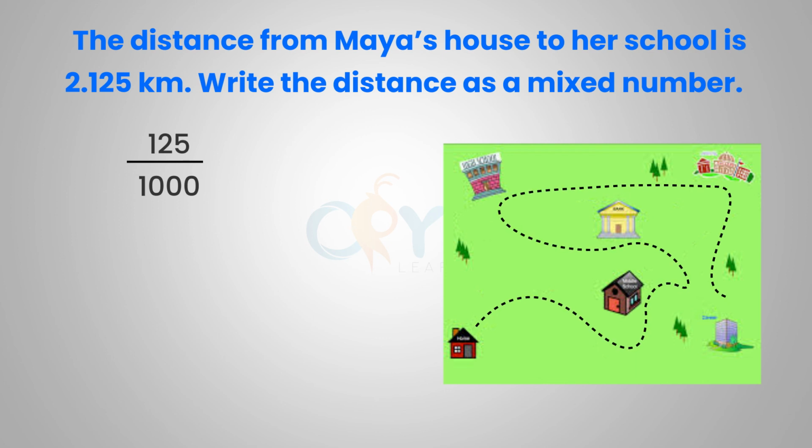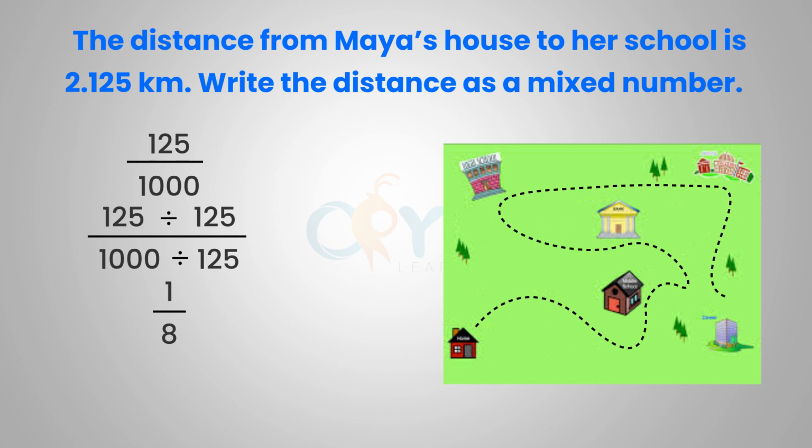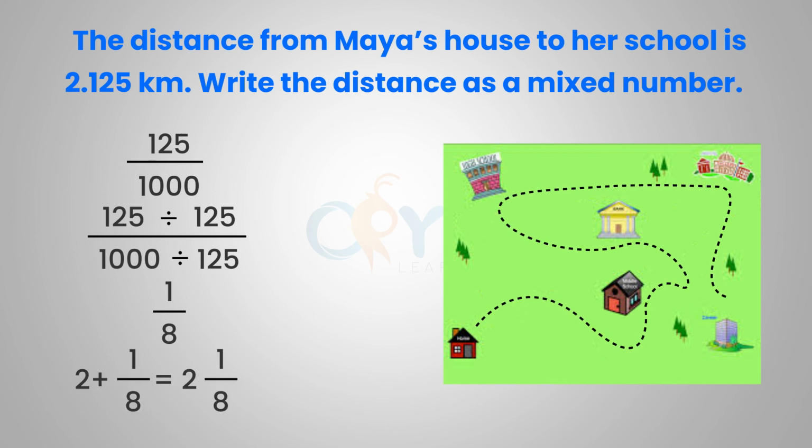I need to reduce it down by the greatest common factor, which in this case again is 125. So 125 divided by 125 and 1,000 divided by 125 would reduce all the way down to 1/8. That, of course, is just the decimal portion, so I'm going to combine that with the whole number 2, and I'm going to get 2 1/8 kilometers.